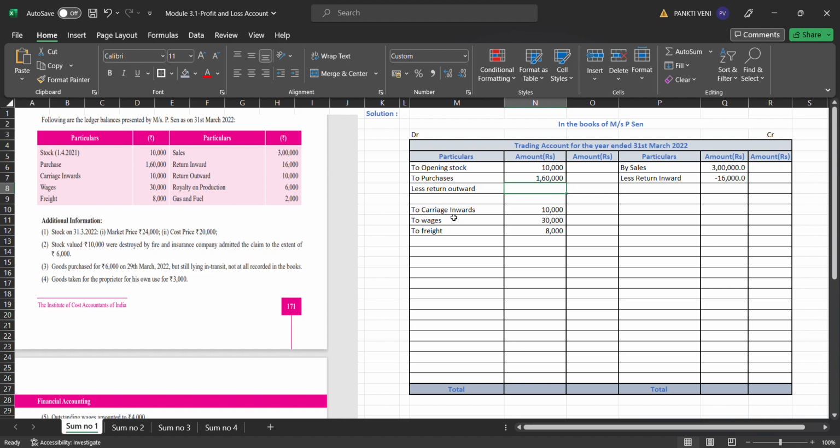Okay, so return outward is 10,000. So return outward is ulta. Okay, it is opposite of return inward. You cannot remember both the things together. So I'll just total this up.